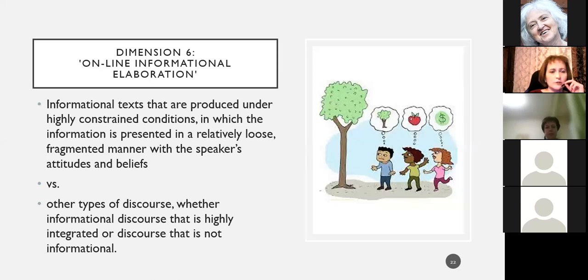versus on the negative pole, there are other types of discourse, whether informational discourse that is highly integrated or discourse that is not informational, for example, fiction.